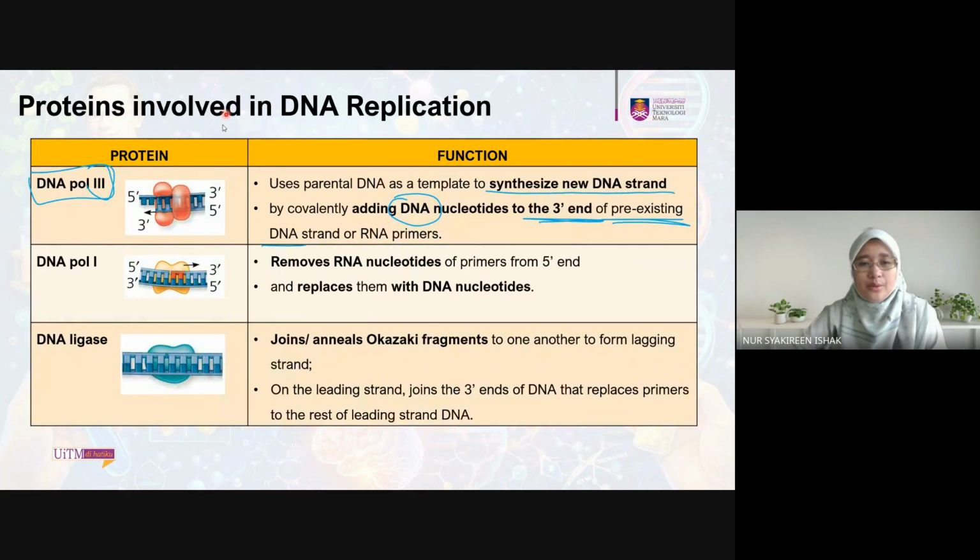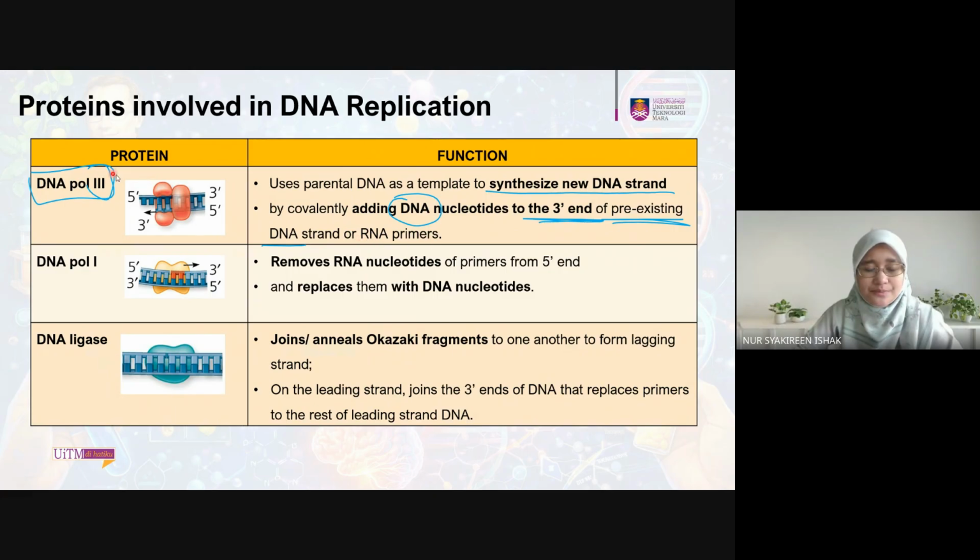This is the enzyme that is responsible to add the DNA nucleotides, DNA polymerase 3. Beneath here we have DNA polymerase 1. So make sure you know the difference between DNA polymerase 3 and 1. For DNA polymerase 3, its function is to use the parental DNA as template to synthesize a new DNA strand by covalently adding DNA nucleotides to the 3' end of a pre-existing DNA strand or the RNA primer.